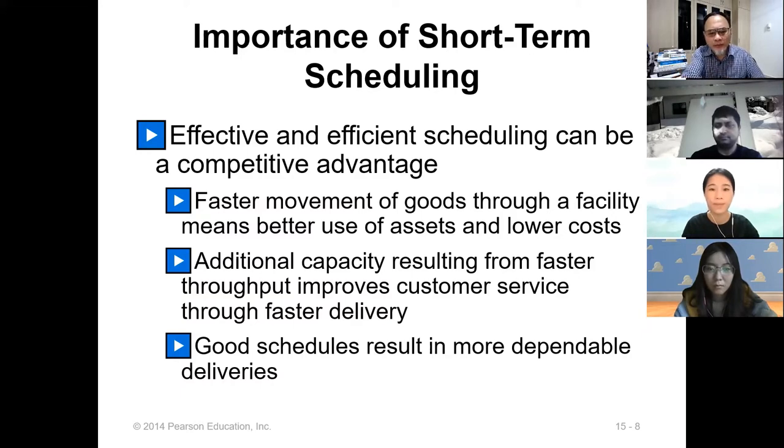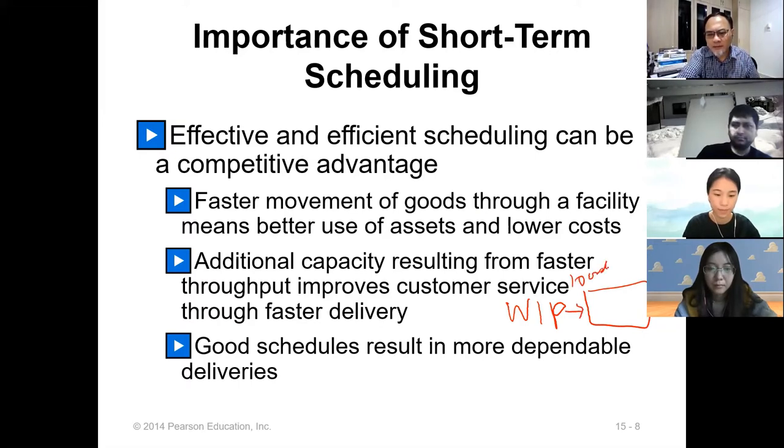You also have additional capacity resulting from faster throughput. Faster throughput means the time from when the work comes into the facility, the factory, to when it goes out. If the throughput is slow, then you have a lot of work in progress, WIP, in the facilities. For example, you have 10 orders that come in, and by the end of the month only 2 orders are fulfilled. The remaining 8 orders are still playing around in the factory, not being completed.